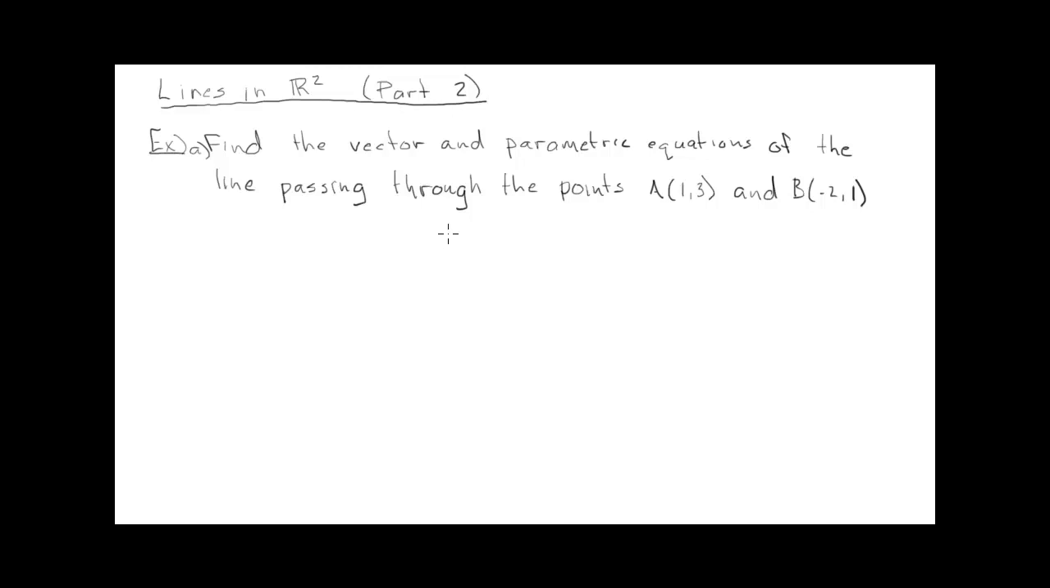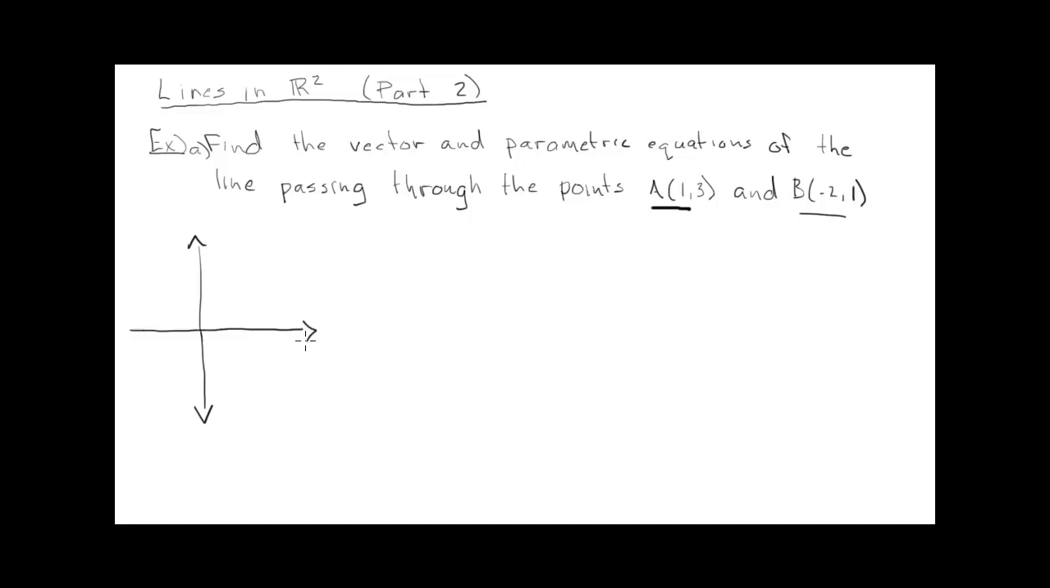Okay, welcome to part two of our lesson on lines in R2. So we just defined vector and parametric equations of lines in R2. So now we're going to basically look at examples in this video. So we want to find the vector and parametric equations of the line passing through these two points. So let's give it a rough sketch. Just see what it looks like.